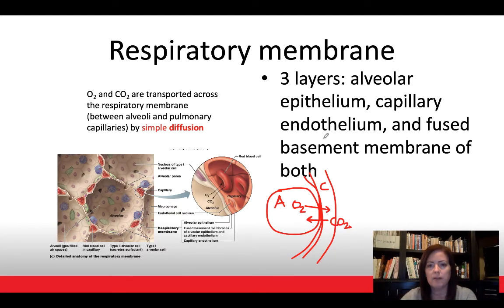Okay, so three layers. One layer is the alveoli's wall, or alveolar epithelium, which is simple squamous, the fused basement membrane in between, and then the capillary endothelium, which is also simple squamous. And carbon dioxide and oxygen are both going to move by simple diffusion, which means they're going to move from their area of high to their area of low concentration, right? Because diffusion is passive, it's going to have to go down its concentration gradient. That's going to come into play in just a little bit. We're going to talk about that a little bit more.